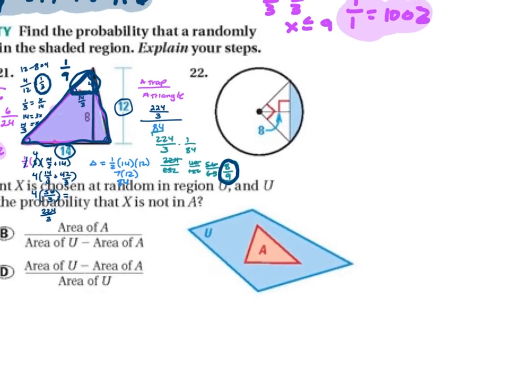All right, 22. So 22, we want the area of this shaded region here. So I'm going to have to find the area of this entire arc and then subtract from it the area of these triangles.